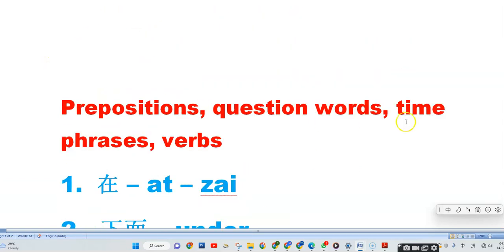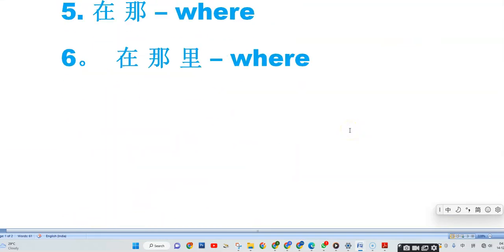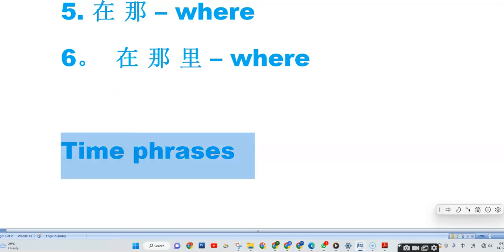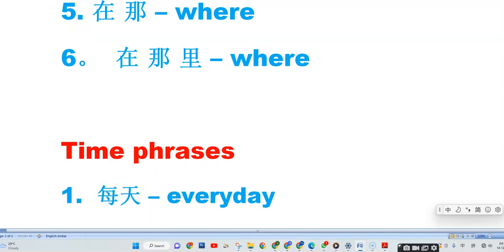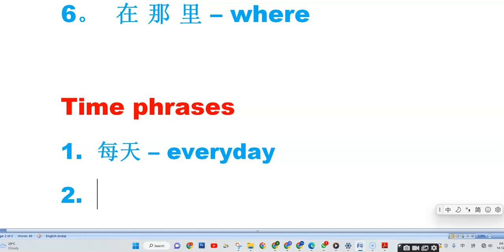So the third thing is time phrases. Time phrases are also very important for a beginner level. The first word is Mei Tian. Mei Tian is every day. Number 2, Jin Tian. Jin Tian is today.